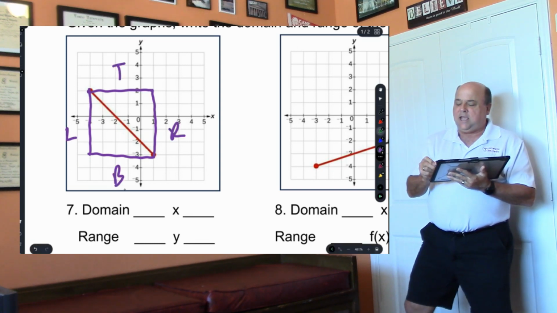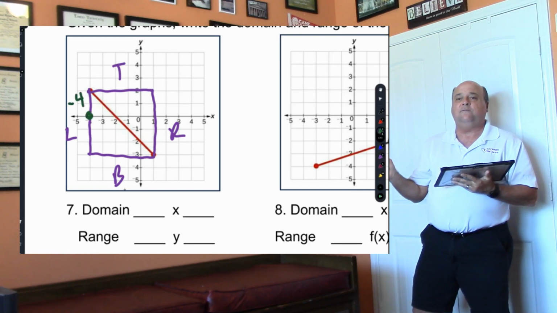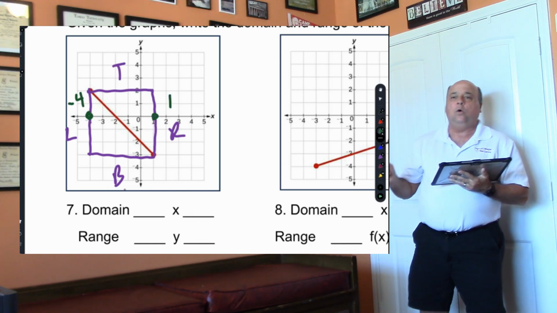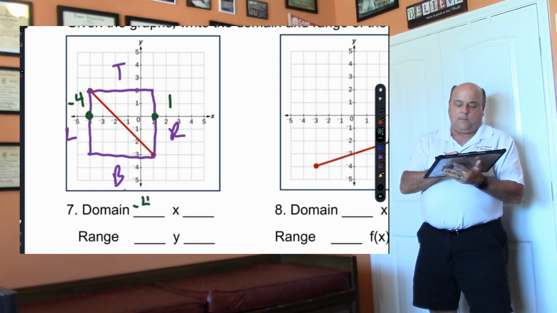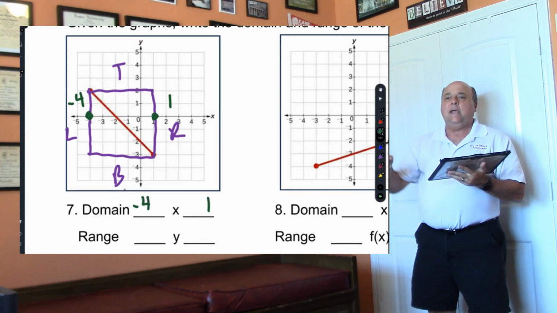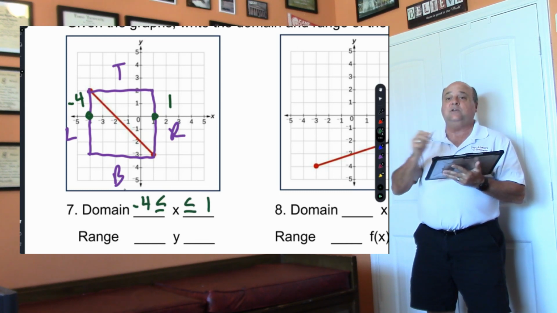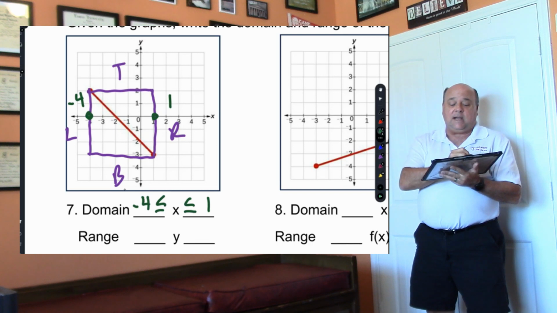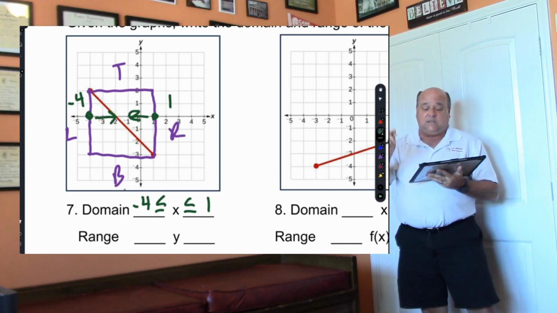So the left edge of the box is going to hit the x-axis right here, and I'm going to write down negative 4. The right edge of the box is right here, and I'm going to write down 1. Those are the two numbers that go in the domain. So the domain goes from negative 4 to 1, and remember, to do this, you put less than or equal signs unless there's an open dot. So my x's are going to be larger than negative 4, but smaller than 1.